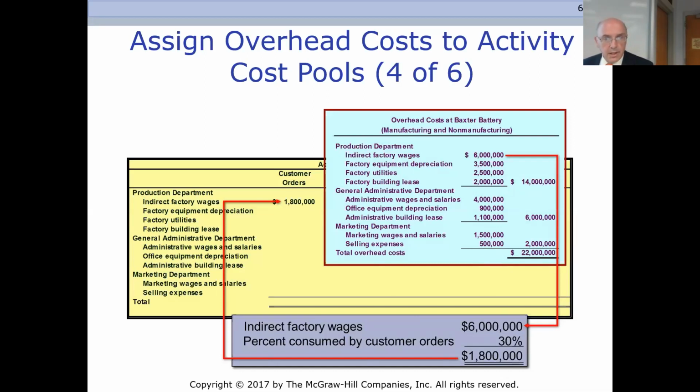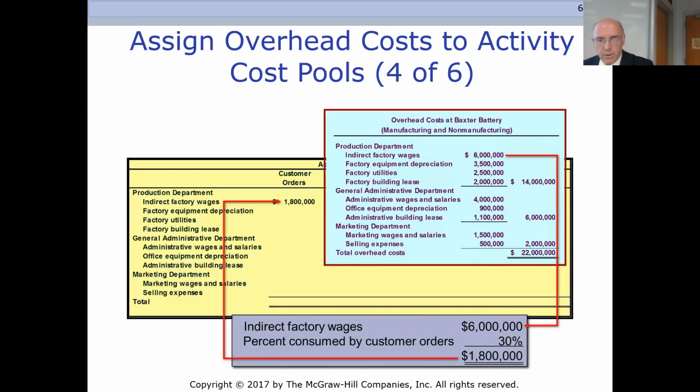So let's take a look at indirect factory wages. What would be an example of indirect factory wages? Janitor, yes, my favorite example. The janitor. You can allocate the janitor's salary among the various products or services, but you can't really trace it. Because if the janitor sweeps up the floor and you make 14 different products on the factory floor, how can you trace that? You can allocate it, and that's what they do here.